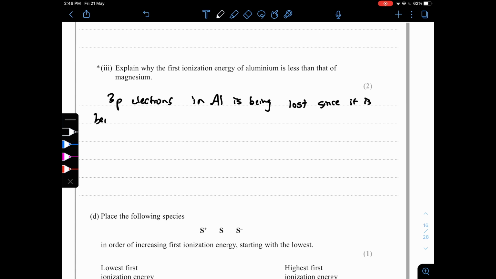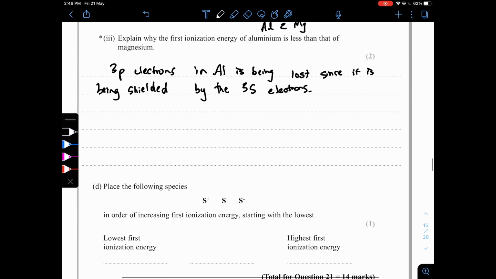since it is being shielded by the 3s electrons. So 3s electron. Hence why aluminium's ionization energy is smaller than magnesium.